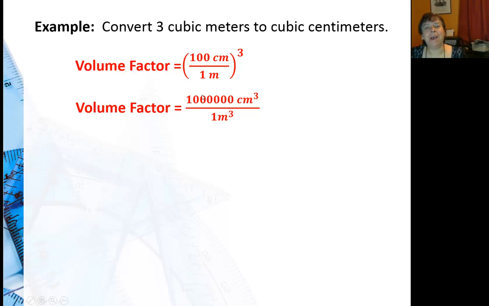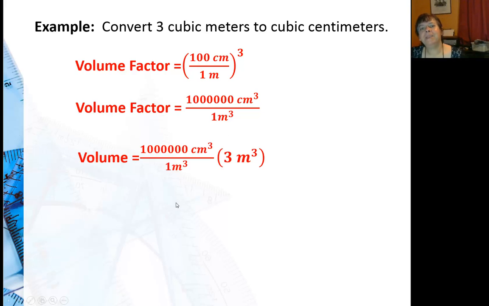It's amazing how much bigger volume gets, or how much bigger the units get with volume. If you go 100 cubed, that's 1,000,000. So my volume factor is 1,000,000 centimeters cubed over 1 meter cubed. Did you know there were 1,000,000 centimeters cubed in 1 meter cubed? So multiplying my old volume by my factor, I get 3,000,000 cubic centimeters as the answer.